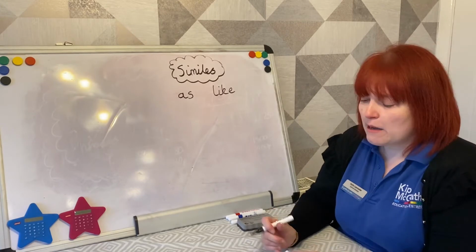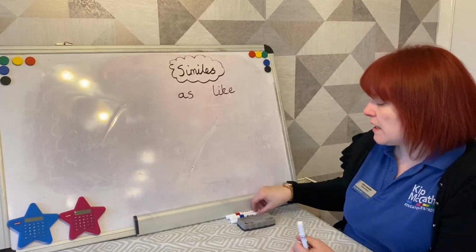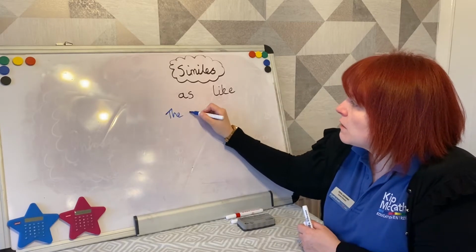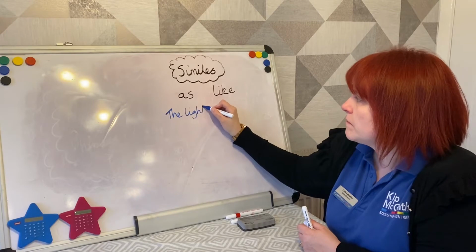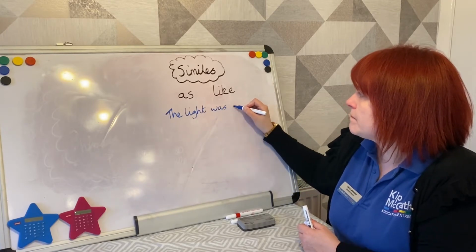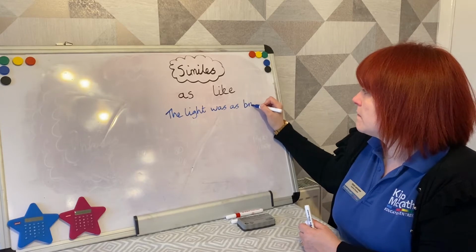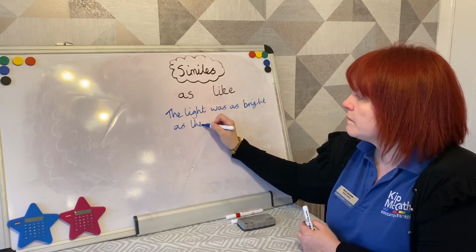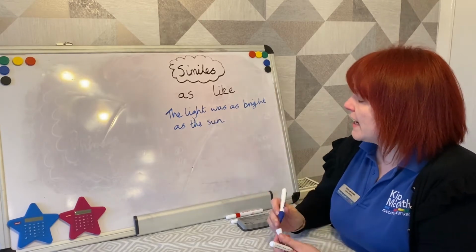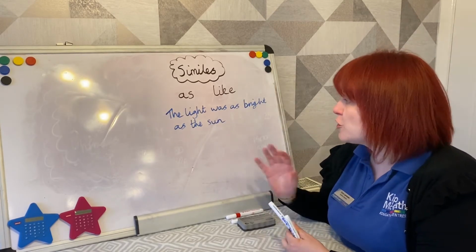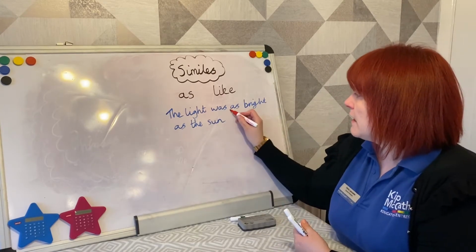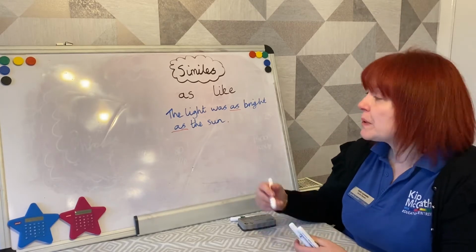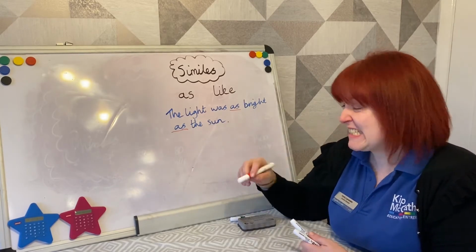Okay, so for example, one of the common ones would be as bright as the sun. So you could say the light was as bright as the sun. So what I've done there is I've described the light by comparing it to something else using the word as. And there's our full stop. Usually when you're using the word as, we end up with two as's in there.